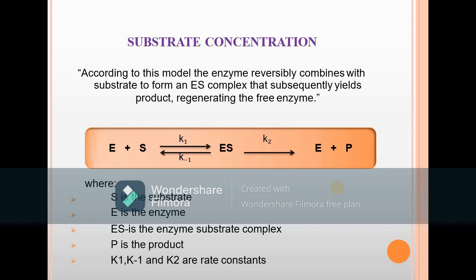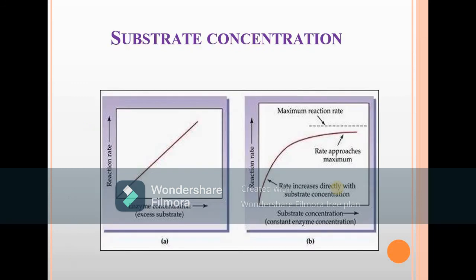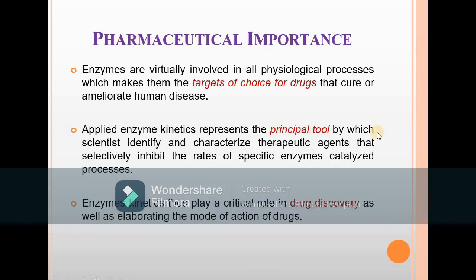There will be no effect on the structure. Like you can see in this figure, the rate increases with substrate concentration, but when we reach a specific point, whether we add substrate or not, there will be no effect on the enzyme reaction. So that is called the saturation point.